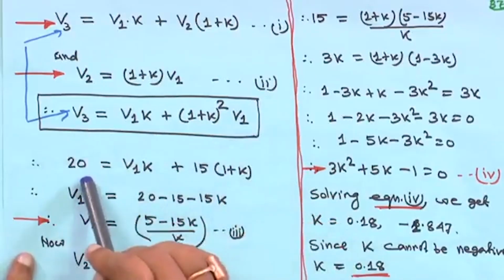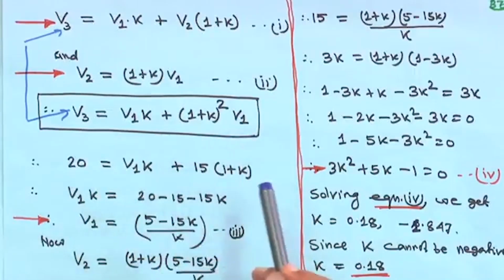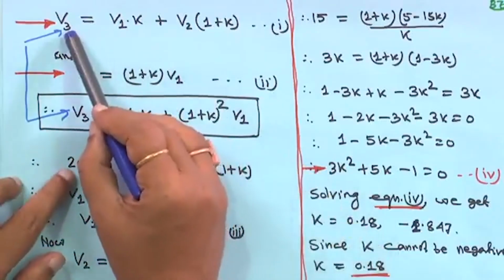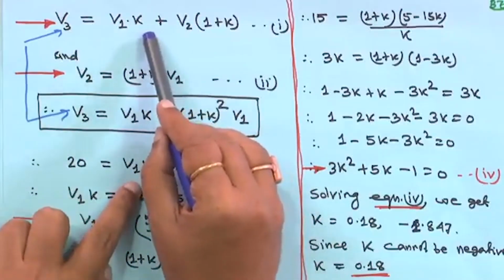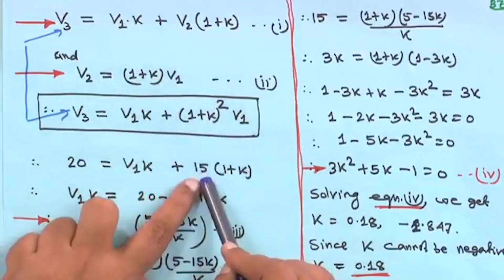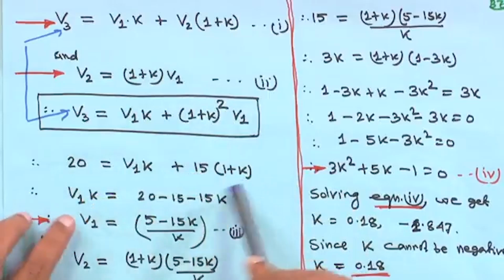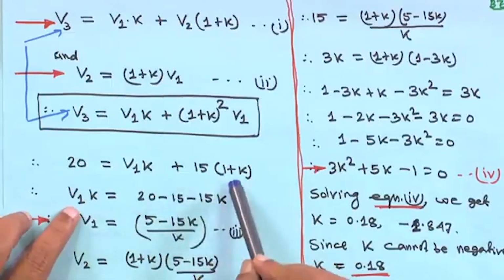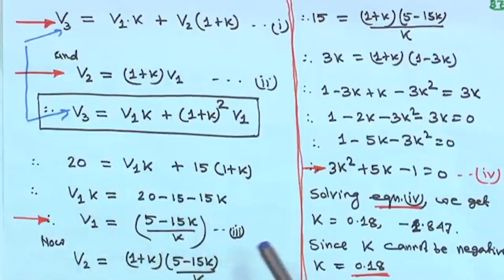Now, V3 is given as 20 kV, and V2 is equal to V1 k. Putting V1 k in this equation, V1 k plus V2 is 15 into 1 plus k, right. This one we are putting. Now, V1 k is equal to 20 minus 15 k, this equation. Therefore, V1 is equal to 5 minus 15 k upon k, this is equation 3.